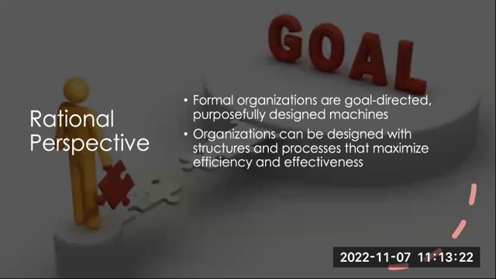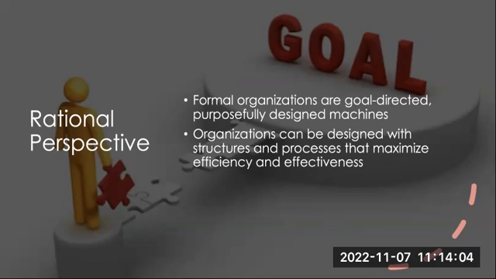So let's look at different theoretical perspectives that help us define what formal organizations are, or the goal of formal organizations, from different perspectives. The rational perspective says that formal organizations are goal-directed, purposely designed machines.